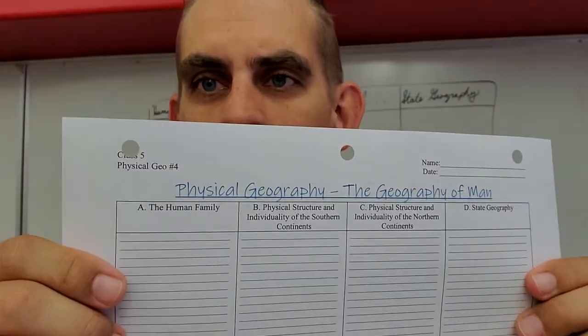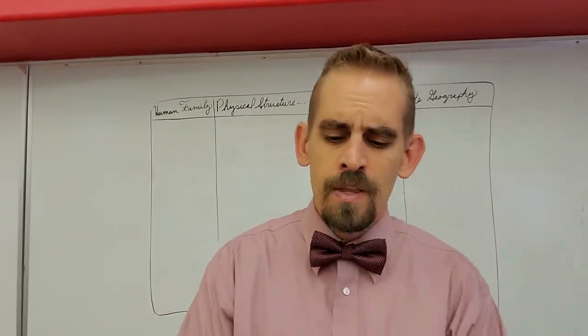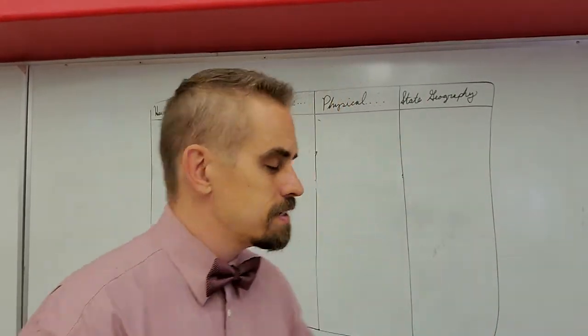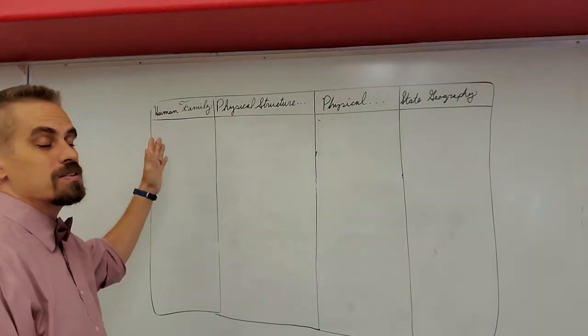So I'm going to take out this second page. We're looking at the intro of it, what we're going to be covering this year. It says physical geography number 4. Make sure it's number 4 because that's the one you need. All right, so we're looking at the different parts of man's physical geography.